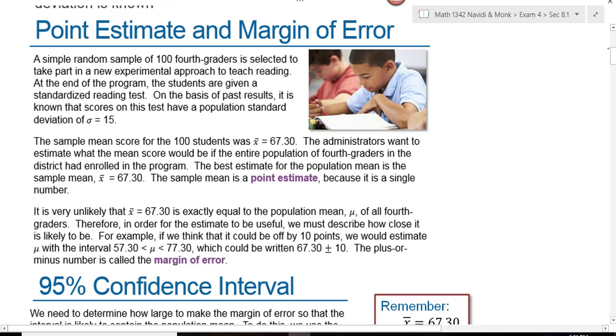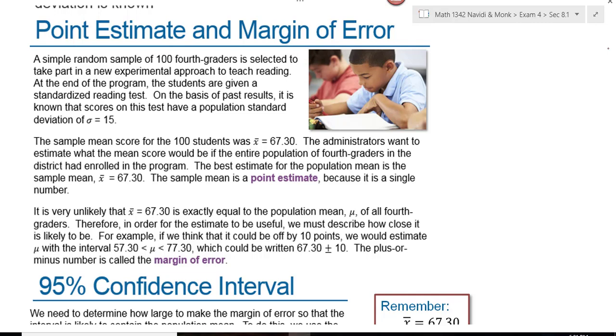A simple random sample of 100 fourth graders is selected to take part in a new experimental approach to teaching reading. At the end of the program, the students are given a standardized reading test. On the basis of past results, it is known that the scores of the test have a population standard deviation of 15. The sample mean score for the 100 students was 67.3. The administrators want to estimate what the mean score would be if the entire population of fourth graders in the district had enrolled in the program.